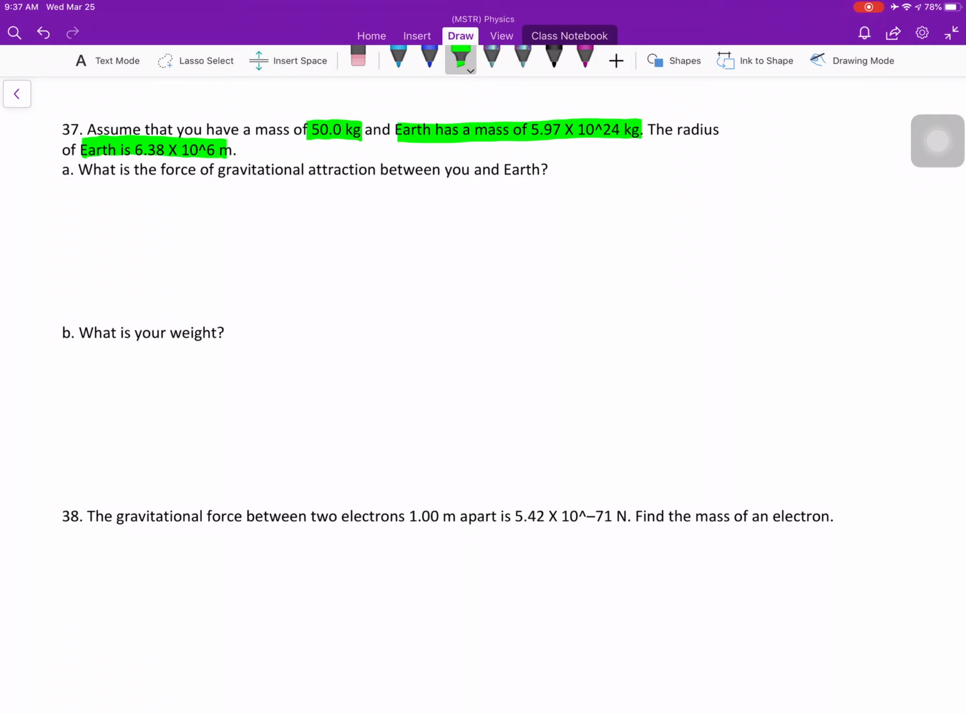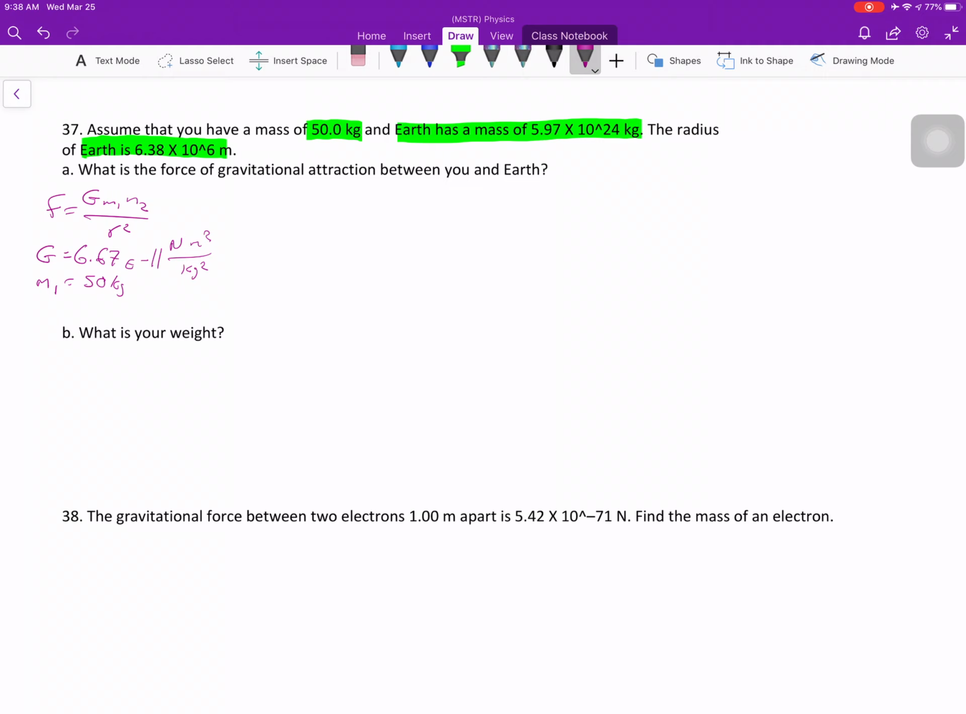What it's basically saying, once again, just like the problem in 33, is what's the gravitational attraction between two objects? So once again, we're using the force formula. Force equals G m1 m2 over r squared. G, as we've been stating over and over, is 6.67 times 10 to the negative 11th newton meters squared per kilograms squared. Our mass 1 is 50 kilograms, which is ours.